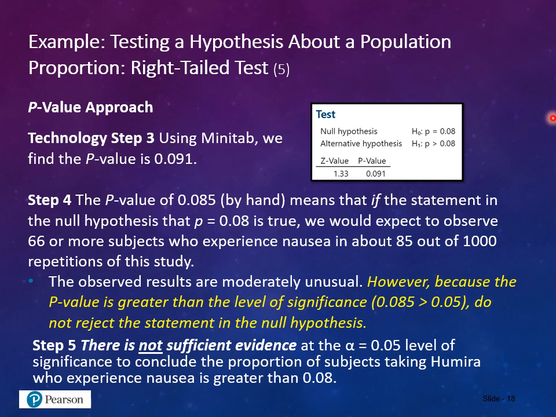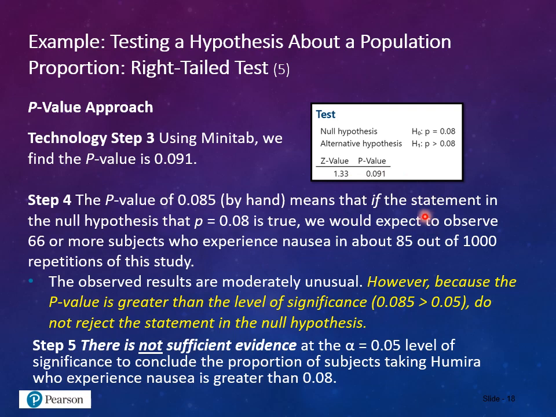However, because the p-value is greater than the level of significance, 0.853 greater than 0.05, do not reject the statement. And that was one of those values in the table when you're doing the probability, okay? So there's not sufficient evidence at the alpha equals 0.05 level of significance to conclude the proportion of subjects taking Humira who experienced nausea is greater than 0.08.